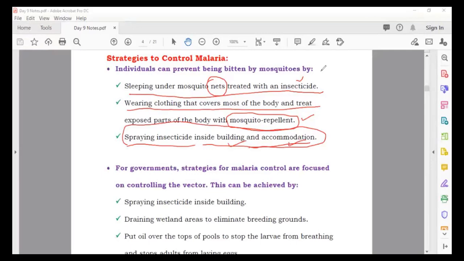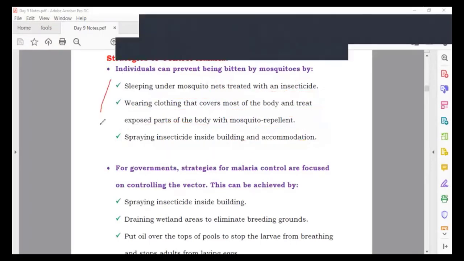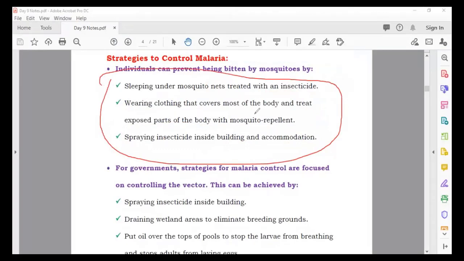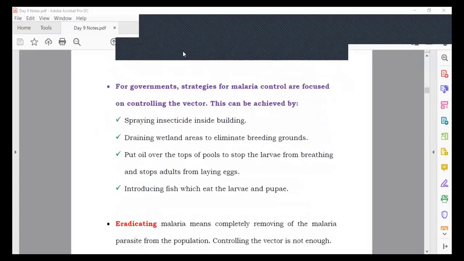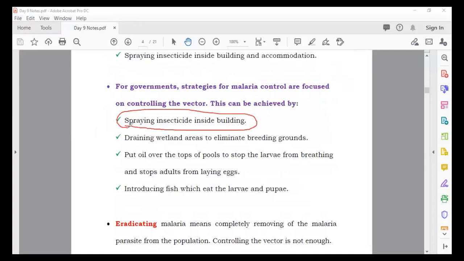And after that, these are the things you can do in your own capacity, meaning an individual person can do these things. But on a larger scale, as a government, what the government should do: number one, spray the insecticides inside the buildings, like the municipal committee people, the baldia people, they are doing. Then draining wetland areas to eliminate breeding grounds.